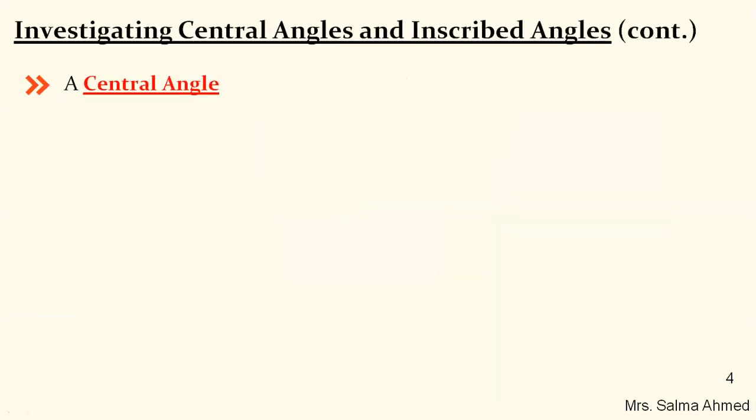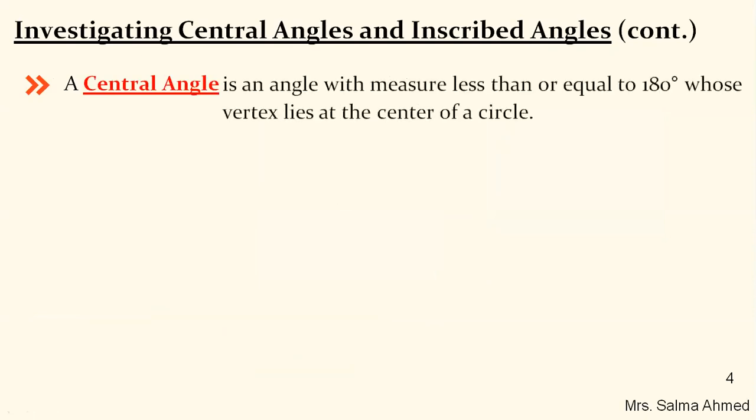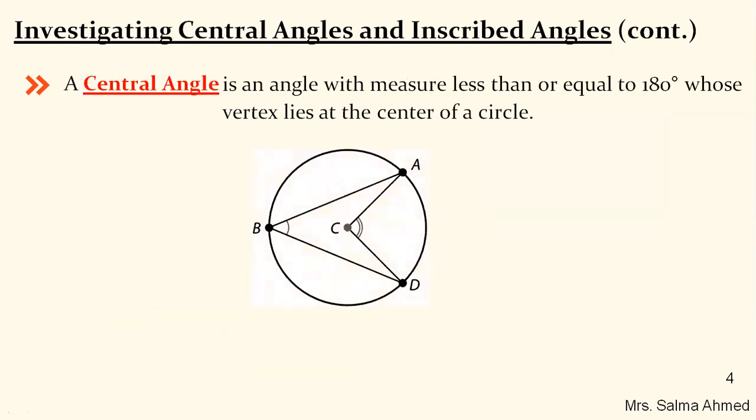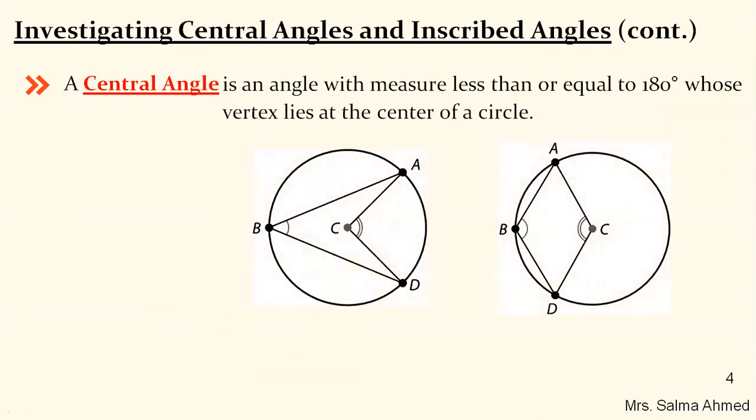What is a central angle? It is an angle with measure less than or equal to 180, whose vertex lies at the center of the circle. So here we have the 2 circles, and I'm talking about the vertex which is in the middle of the circle, at the center. If I join C to a point on the circle, this is called a radius. So here I have 1 radius, and if I connect C to D, we have another radius.